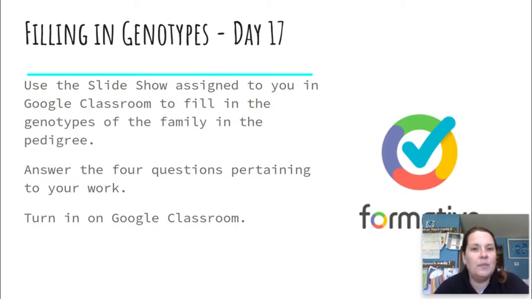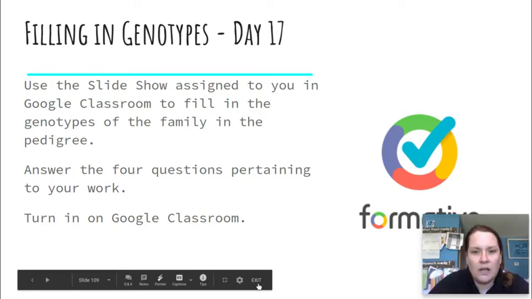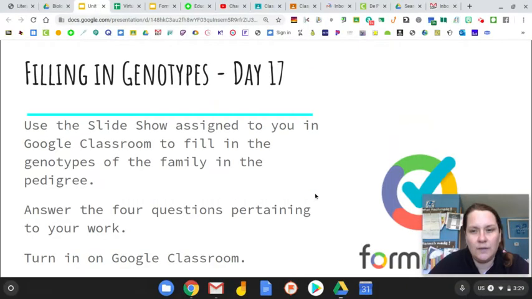Anyway, go on there and do the formative to figure out the pedigree that is assigned to you on Classroom.